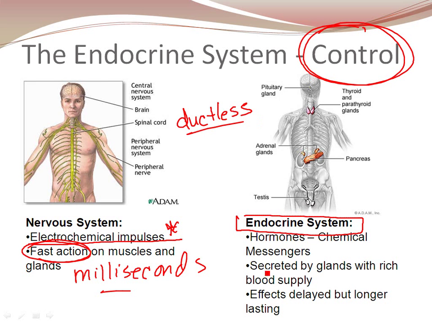So these are secreted by glands with a rich blood supply, lots of local capillaries that will uptake these hormones.